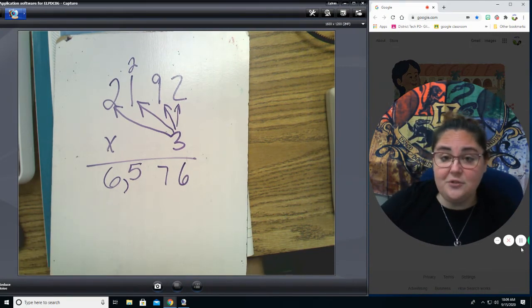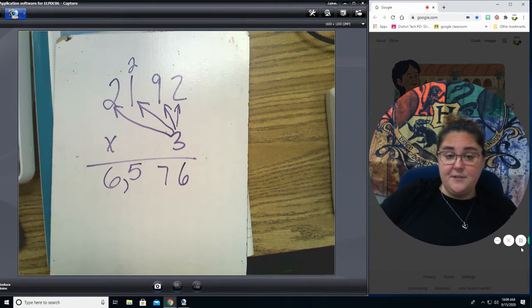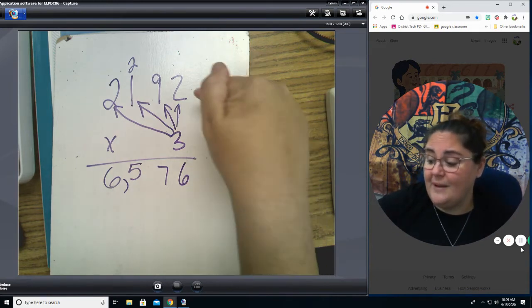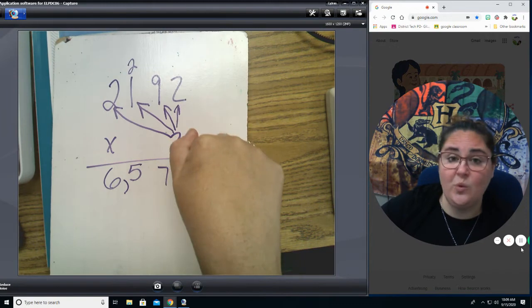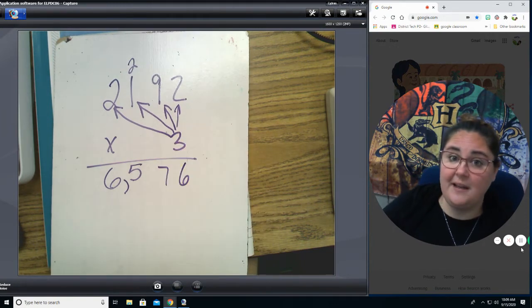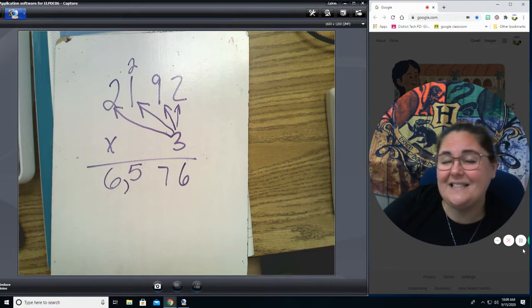So when you're doing traditional multiplication, these are the steps you're going to follow whenever you're multiplying any number of digits times 1. Keep that in mind. Right now, we would be finished with this problem. Sometimes there are more steps.